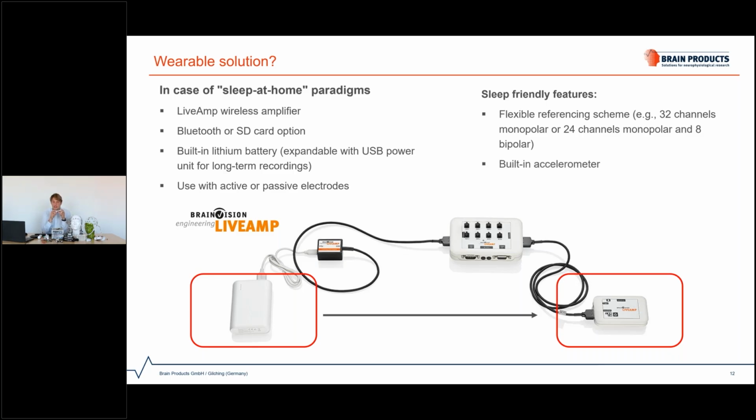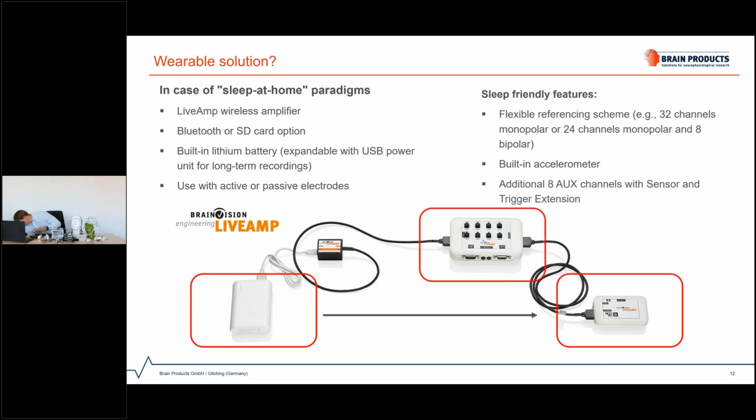It has a built-in accelerometer, which again is a pretty interesting feature to have when it comes to sleep research. And if you need additional sensors, you can combine it with the sensory trigger extension. You connect the two together, you connect the sensory trigger extension to a battery because it needs to be battery powered, and then you can plug your sensors into one of the 8 aux ports. Eventually, there is also the possibility of sending complex 8-bit triggers, but this is not very relevant for sleep applications.